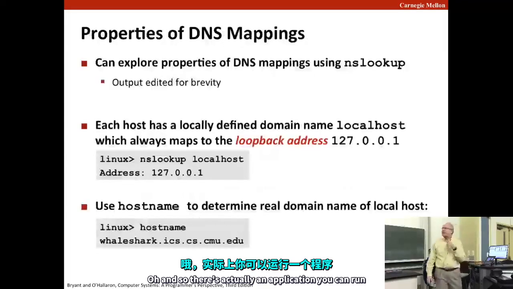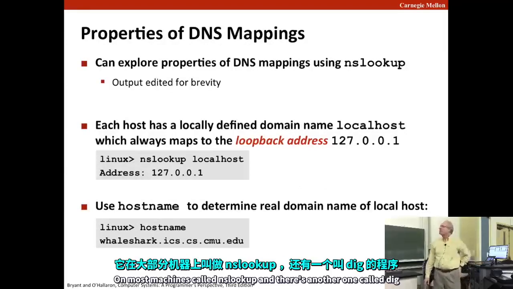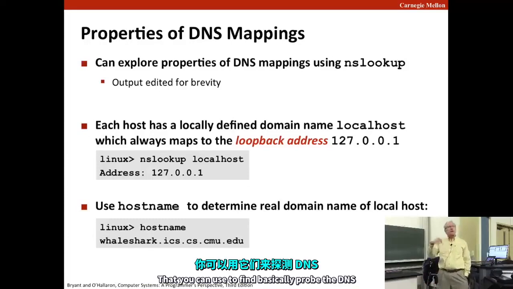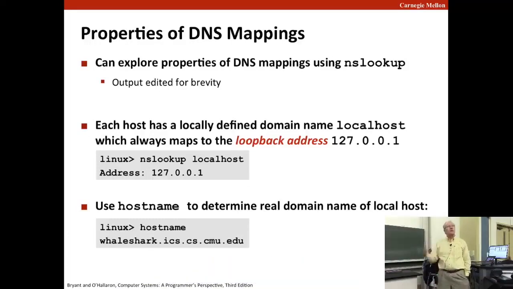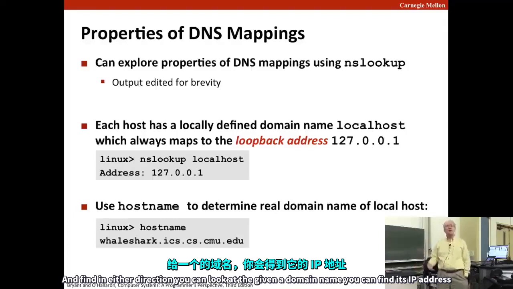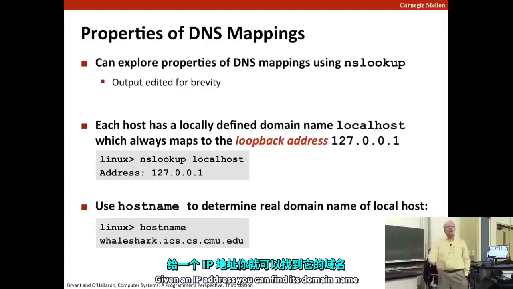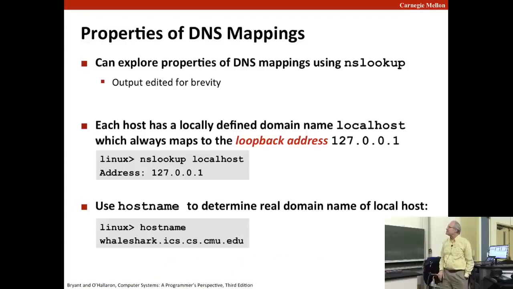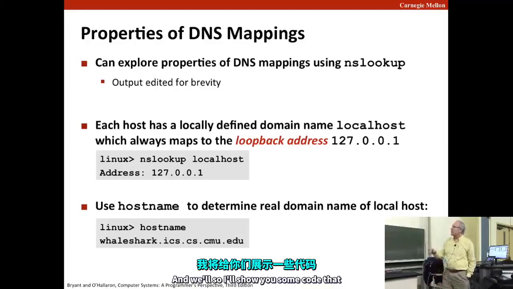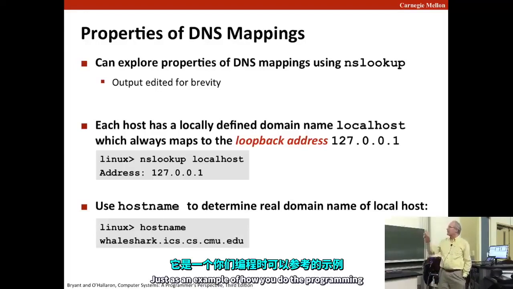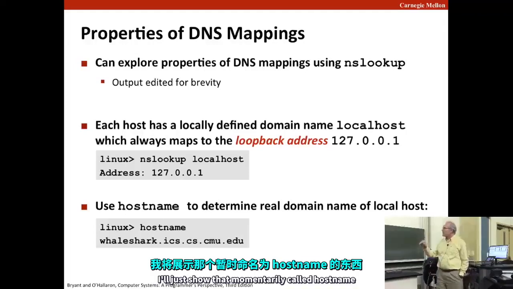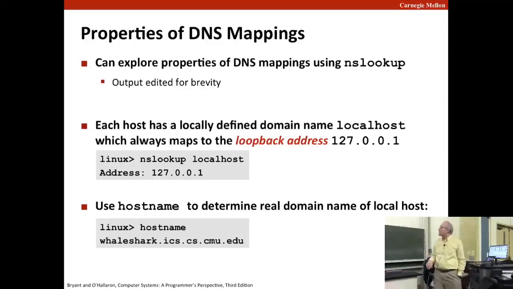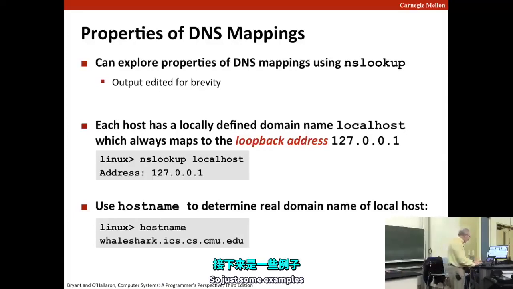And so there's actually an application you can run on most machines called NSLOOKUP, and there's another one called DIG that you can use to basically probe the DNS in either direction. Given a domain name, you can find its IP address. Given an IP address, you can find its domain name. And I'll show you some code, just as an example of how you do the programming, called hostname. So just some examples.